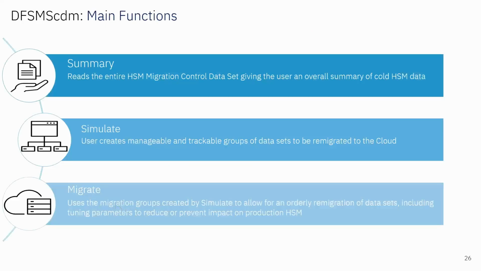Just a quick overview of Cloud Data Manager: it will read the entire HSM migration control data set to give you a view of your data, how much really cool data you have in there, and how much data you have. And then you can do a simulate. You can say, if I select data, for example, older than 2 years, how much data am I going to move? And then obviously it will do the actual migration for you.